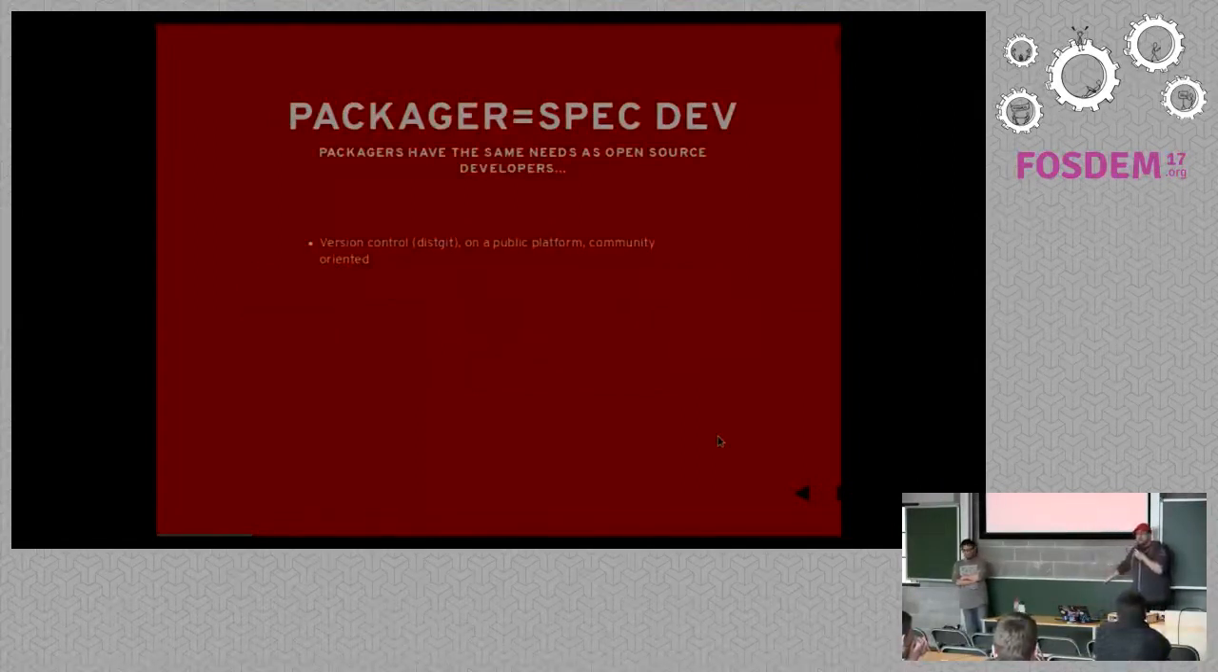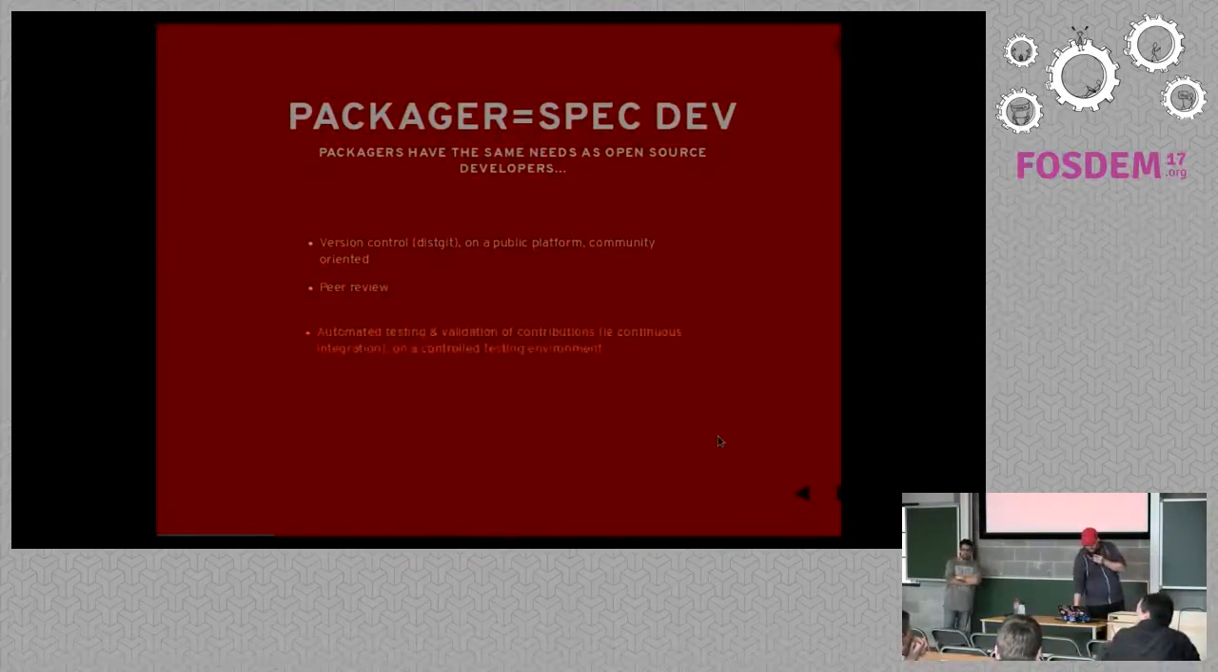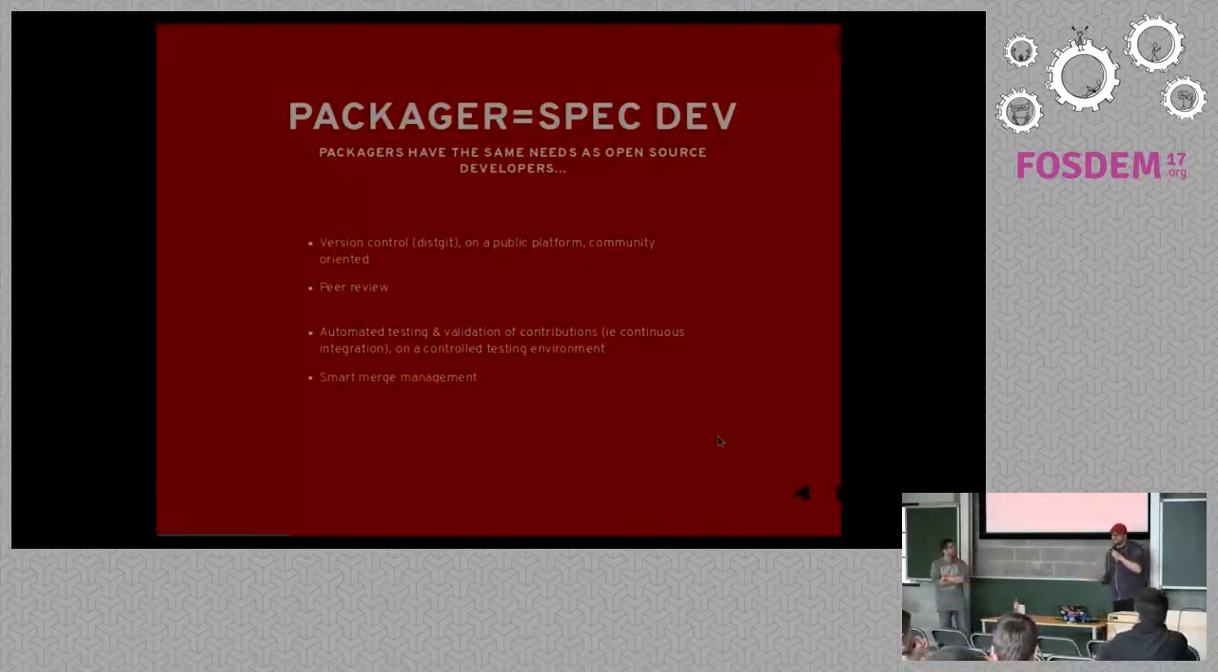So from that, we can infer that the job of a packager is pretty much the same as the job of an open source developer. A packager will need some form of version control. In the Fedora and CentOS universe, we call the spec file repository the dist-git repository. It has to be on a public platform because it has to be open to the community and to reviews as well. You also want to make sure that the contributions that you get are of the utmost quality, so you need automated testing and validation. So basically you need continuous integration on it. And your testing environment has to be controlled, so the tests are reproducible, and you have high confidence in their results.